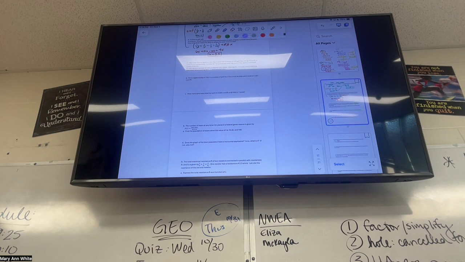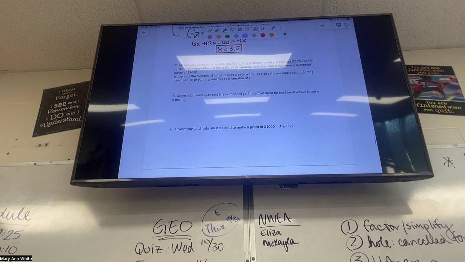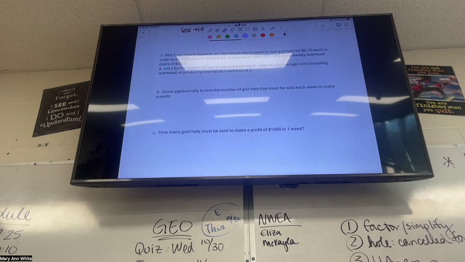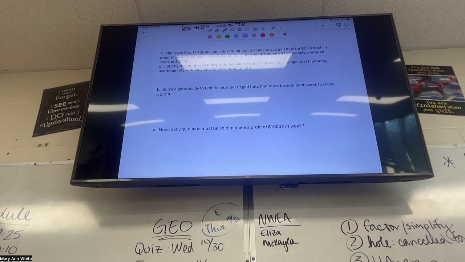So first thing I've got is this problem number 7. So find me on number 7. There's other numbers in here that I mentioned. So one more pair in there. See if you can find it.